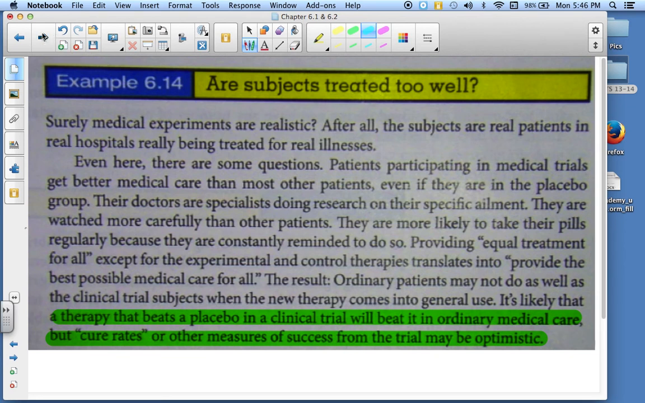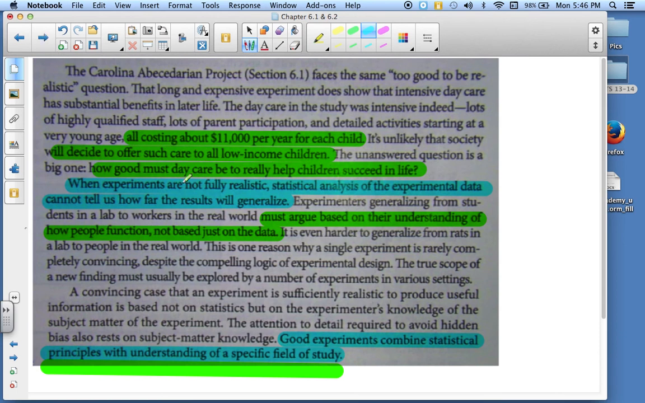Now, finally, a couple more things. This is talking about your ABC project, when they took the kids in North Carolina and put half of them in a daycare and the other half not in a daycare. When experiments are not fully realistic, that's this part right here in blue, statistical analysis of the experimental data cannot tell us how far the results will generalize. In other words, if you're trying to project into the future that this would last, like the brake lights, I mean, they didn't know that after 10 years people weren't going to recognize the brake lights, so it went from 50% to 5%, just like here.